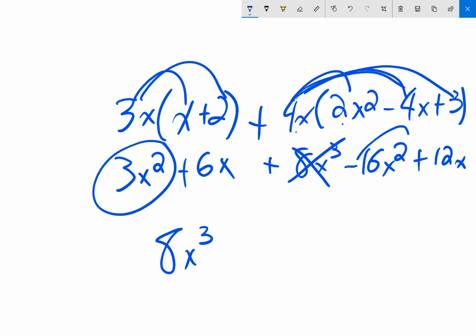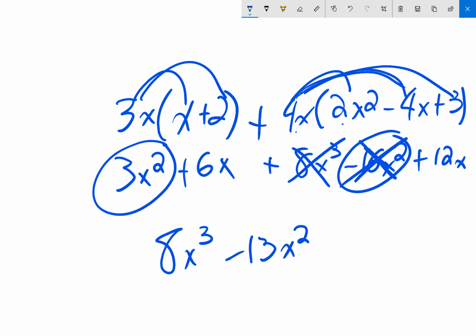I've got 2x squared, I've got 3x squared, and then I've got negative 16x squared. So combining those, I've got 3 minus 16. 3 minus 16 would be negative 13. So this will be negative 13x squared. So I've taken care of those terms.